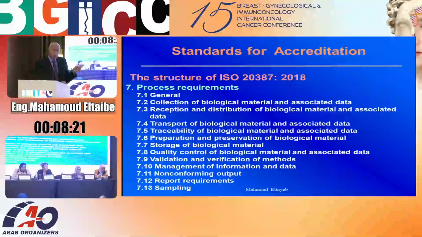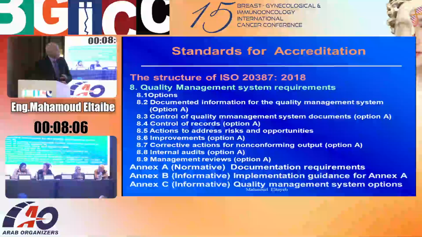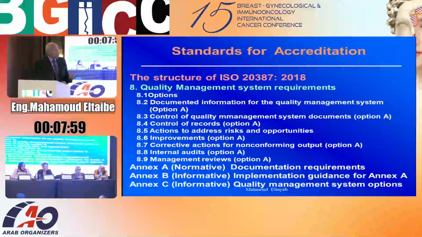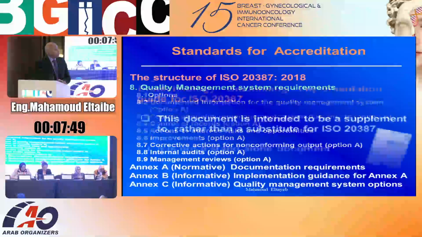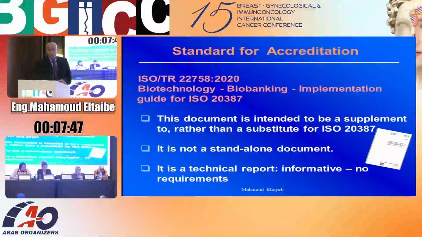This is an important part, which includes all the processes of the biobank, from collection of biological material and data until the reporting and sampling, and all those processes are included in the process requirements. There is no time to go through all the process requirements. Then we have quality management system requirements. Those include control of documents, control of records, actions to address risk and opportunity, and also improvement, corrective action, internal audit, and management review.